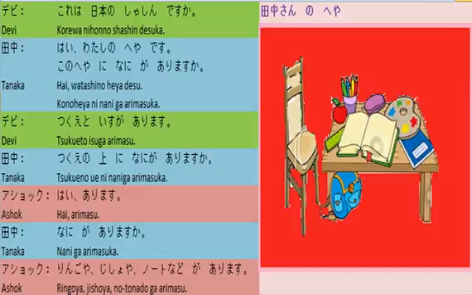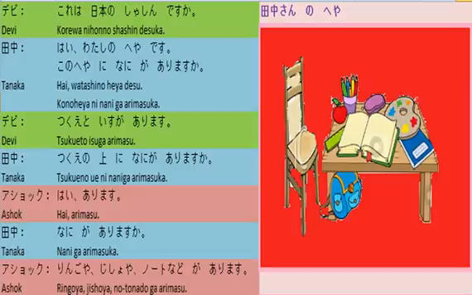Next Miss Devi responds, Tsukue to isu ga arimasu. So tsukue means desk. Isu is chair. Ga arimasu is the affirmative structure. To is and. So tsukue to isu ga arimasu. There is a desk and a chair.